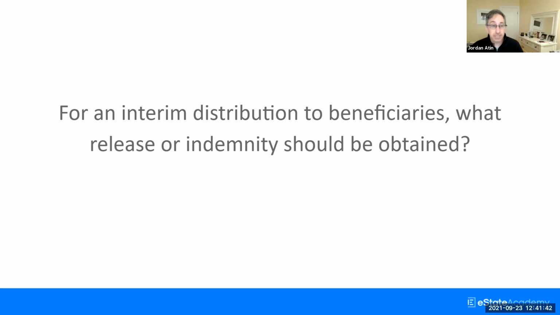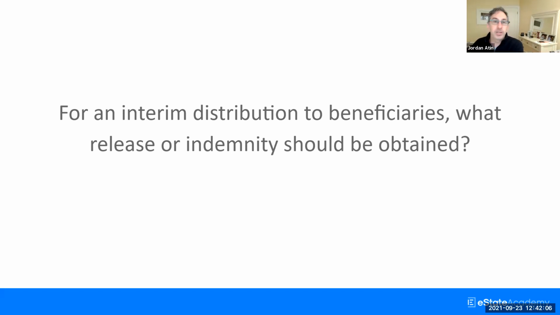So I guess it depends on the size of the interim distribution. If you haven't produced an accounting with the interim distribution, then asking for a release, what are they releasing exactly? It's probably not worth anything. So, I had an estate, I made an interim distribution. Here's the check, here it is.